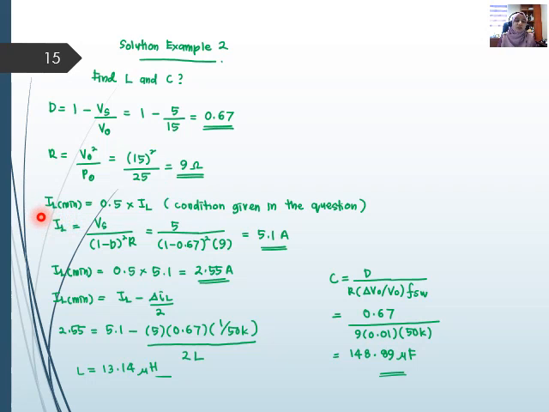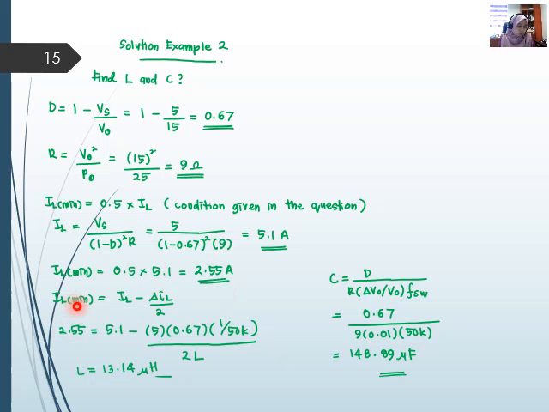And then the condition given in the question is that the minimum inductor current is no less than 50% of the average inductor current. So we need to find the average, and 50% of that average inductor current will be your IL min. Once you find your inductor current, just substitute inside this formula. So you will get 5.1 ampere. Okay, and then this minimum inductor current IL min will be at least half, so half multiplied by 5.1, you get 2.55 ampere.